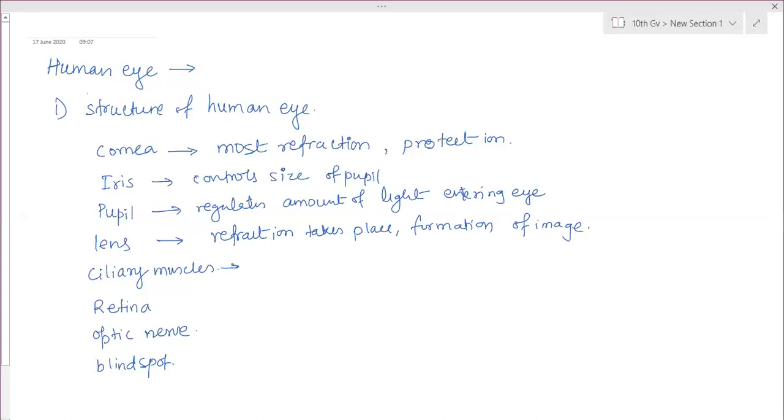Ciliary muscles. What's the function of ciliary muscles? Ma'am, it controls the shape of the lens. To adjust its focal length, so that you can easily switch between looking at a near object and a far object.